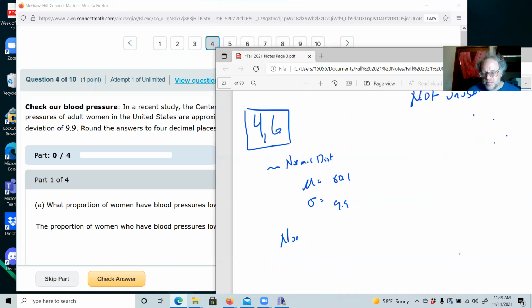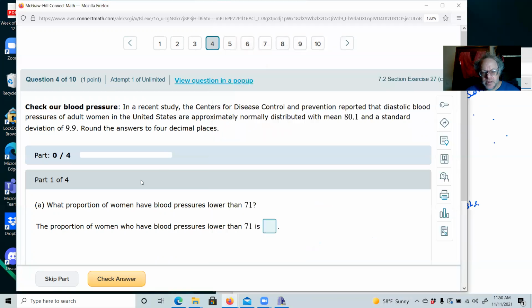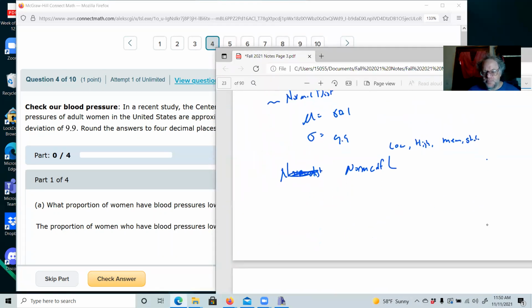So we're going to go with the norm distribution, the norm CDF rather. We never use PDF for this one, okay? Because it's going to tell you the Y value of the graph. We don't care. We want the cumulative value. We need a low, a high, a mean, and a standard deviation. So let's look at what we're doing. Proportion of women that are lower than 71.